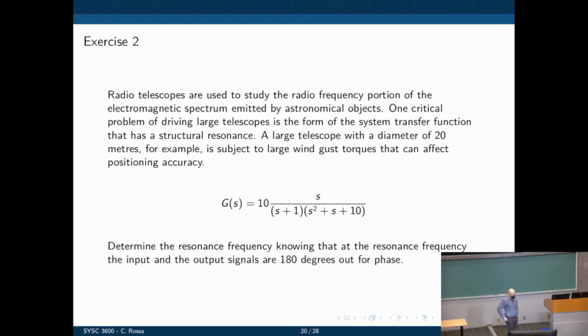We're talking about radio telescopes, which are used to study the radio frequency portion of the electromagnetic spectrum emitted by astronomical objects. One critical problem of driving large telescopes is the form of the system transfer function that has a structural resonance. You all know what a resonance is? It is when we apply a particular frequency to the system and the output increases significantly, where you get the highest magnitude in the output.